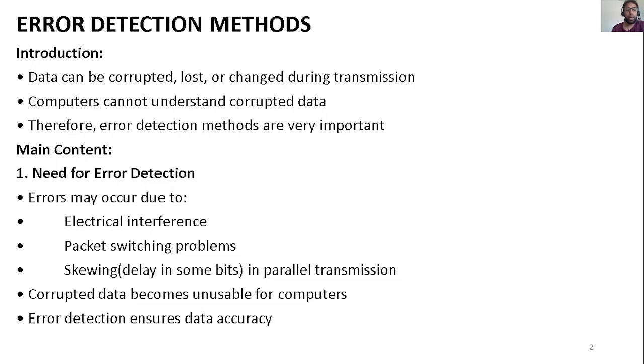Or there could be a packet switching problem. There could be skewing in parallel transmission. What is skewing? Skewing is that some bits are sent with a delay. So that is called queuing. So corrupted data becomes unusable for computers. Error detection ensures data accuracy.